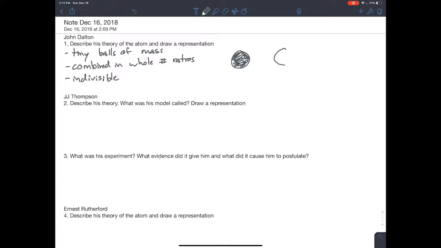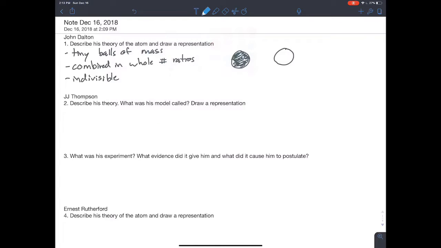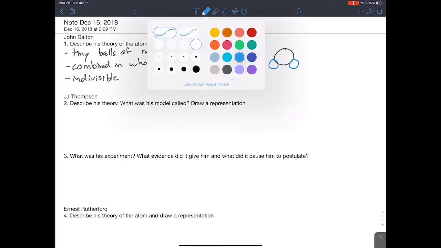Now he said they combine in whole number ratios, so like it would be a 2 to 1 ratio or something like that, to form a molecule. And that's pretty accurate. We still hold true to that today.